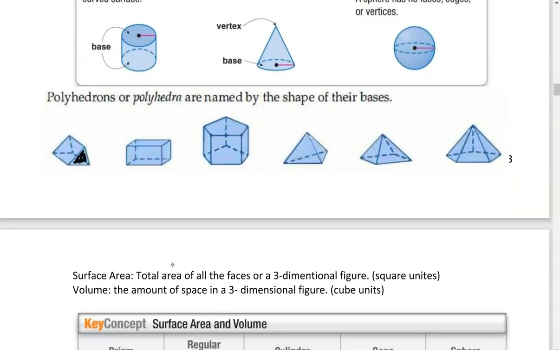So let's go ahead and name these based on the shape of the base. We can see this base here and this base here is a triangle, so it is a triangular prism. Then we have this one here, which has a square base, and we'd have a little more detail of the fact that those are all squares, so it's a square prism. Here we have that pentagon-shaped base, so it is a pentagonal prism.